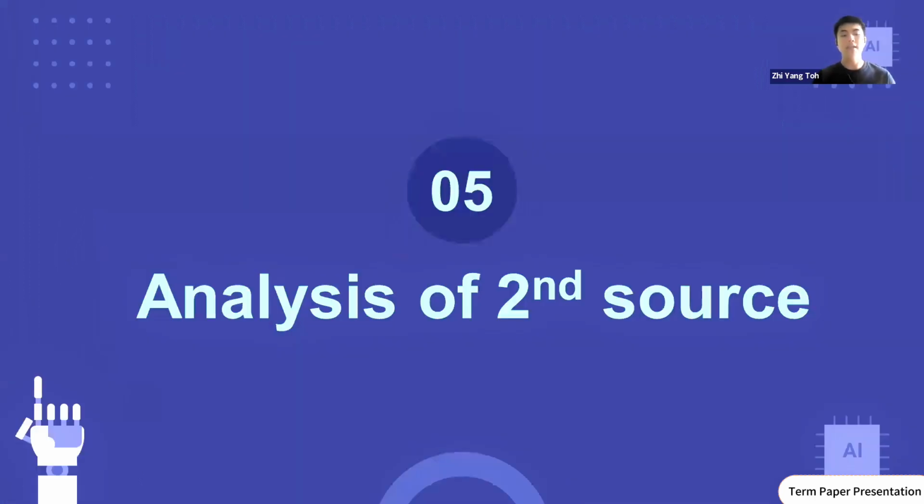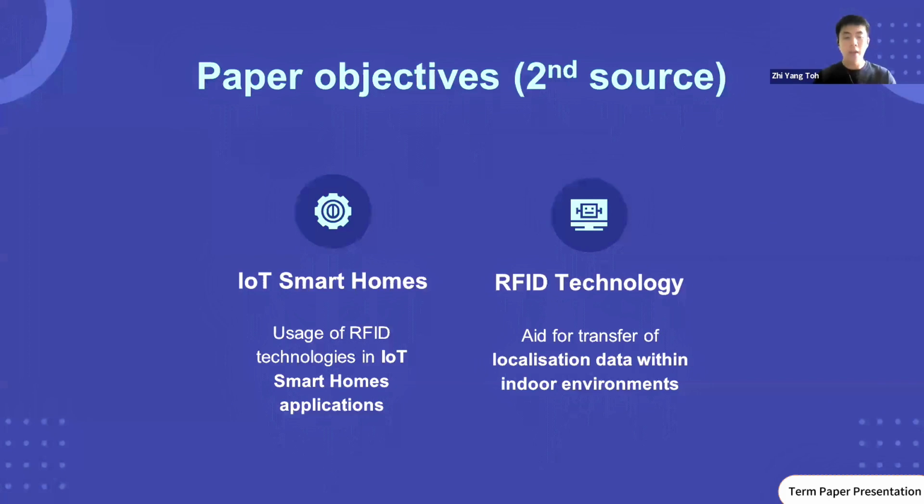And next, for analysis of second source, they have two main objectives. First, IoT smart homes, where application of IoT technology is being used. And second, RFID technology to aid in the transfer of localization data within indoor environments.